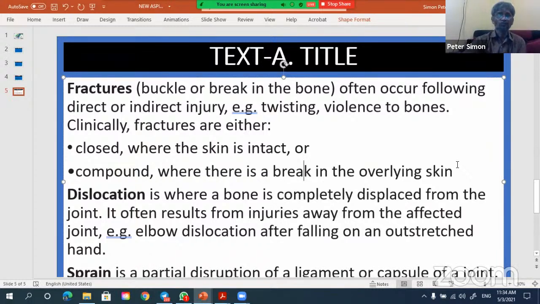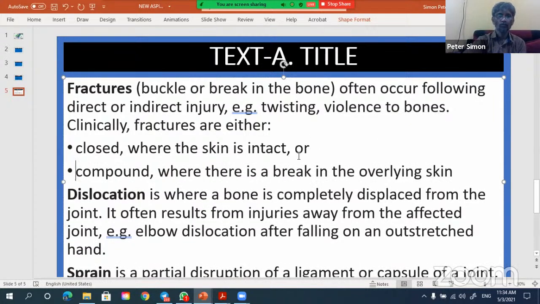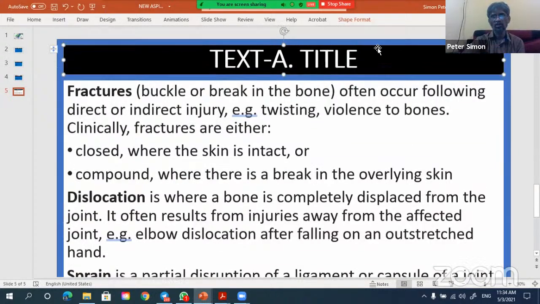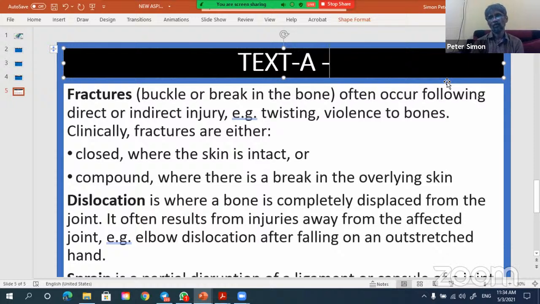Now see here. So this is text A. We don't know the title for this text A, but what we can do is give a title for this one.